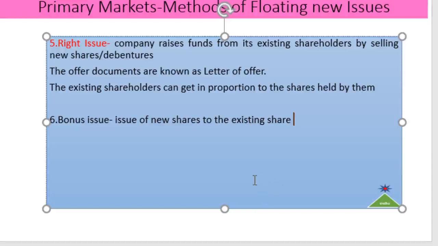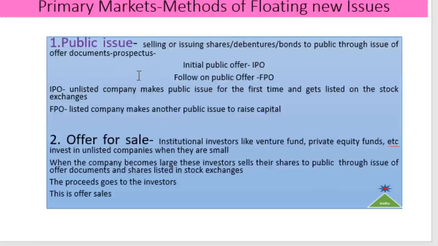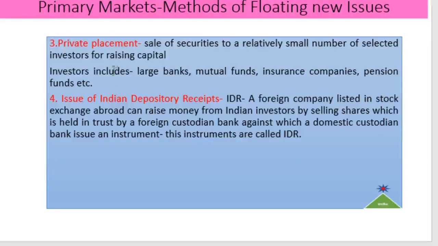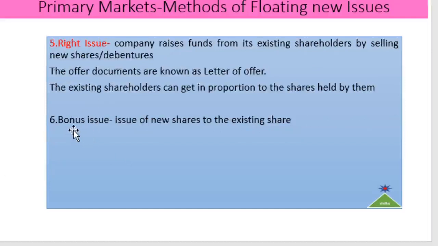These are the important methods of floating of new issues, or methods of floating in the primary market. Therefore, important methods are the public issue, offer for sale, private placement, issue of Indian depository receipts, right issue, and bonus issue. These are the important methods used for floating of shares, debentures, etc. in the primary market, or methods used for selling of securities in the primary market.